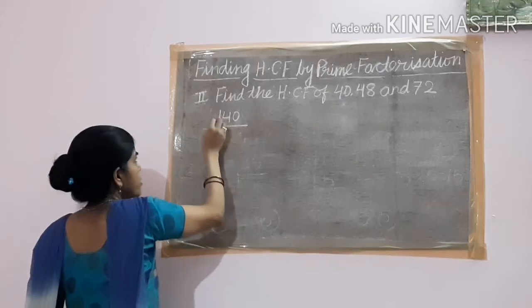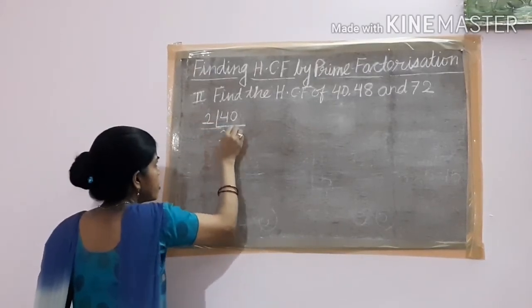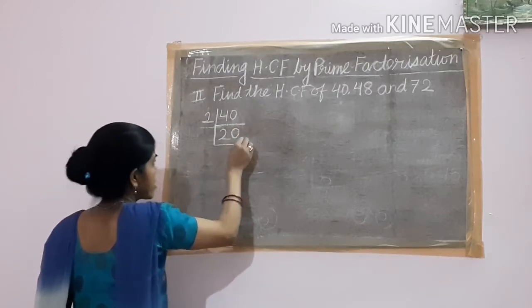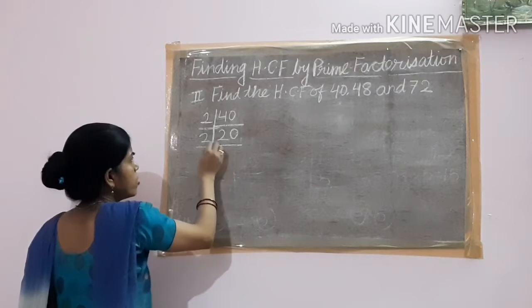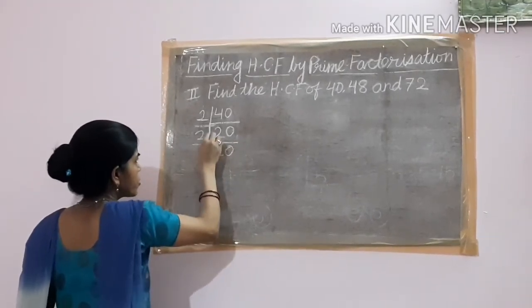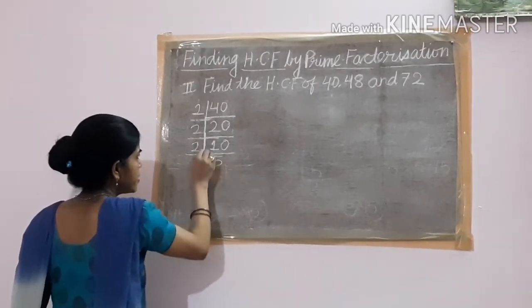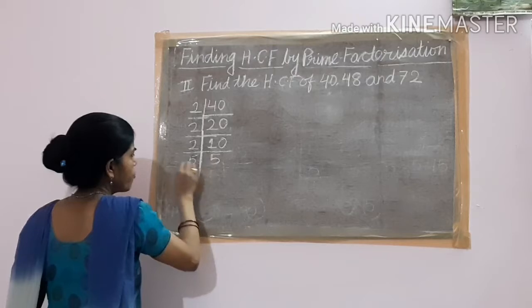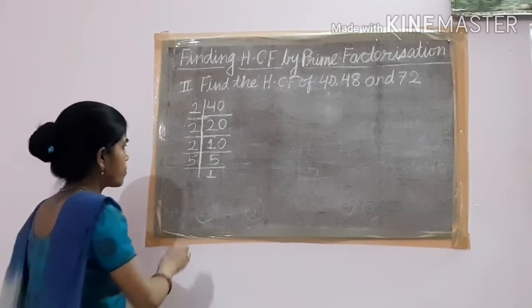Divide by the smallest prime number, 2. 2 twos are 4, 0, 2 twos are 4. Now again this number is divisible by 2. So 2 ones are 2 and this 0. 10 twos are 20. Now again 2. 2 fives are 10. Now 5 fives are 25. We are still at quotient 1. So this one is over.